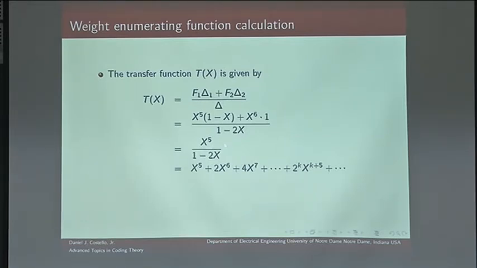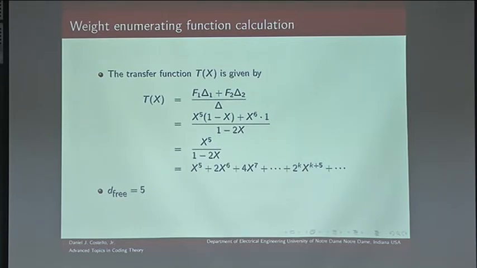And this is 1 minus 2x. And if you divide this out, just polynomial division, you get x to the 5th plus 2x to the 6th plus 4x to the 7th. And each higher weight is double the number of code words of that weight. So what this says is that the free distance of this code is 5. That's the minimum weight.